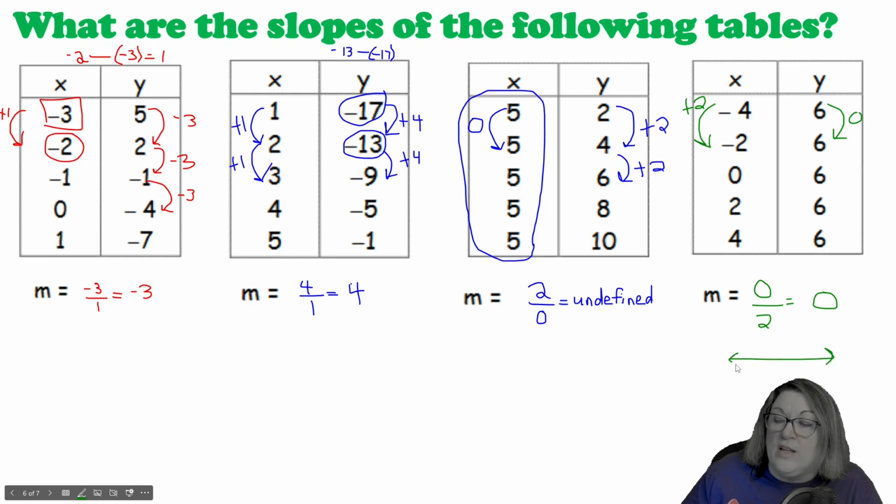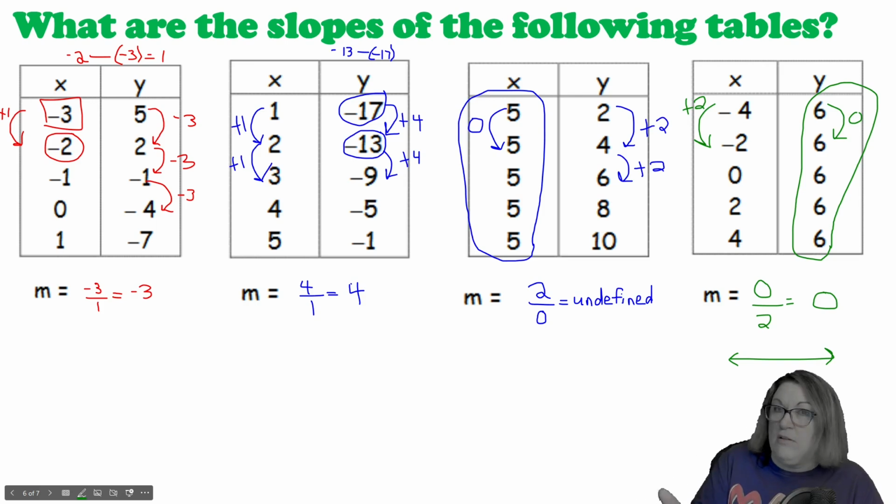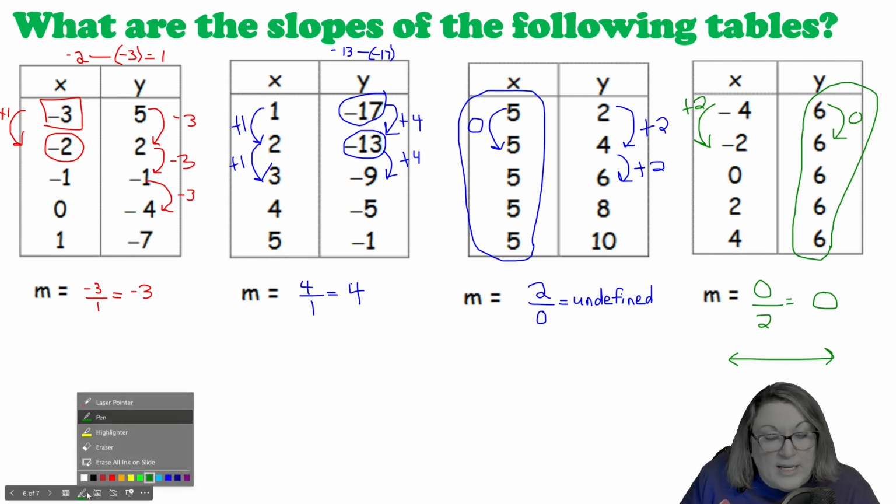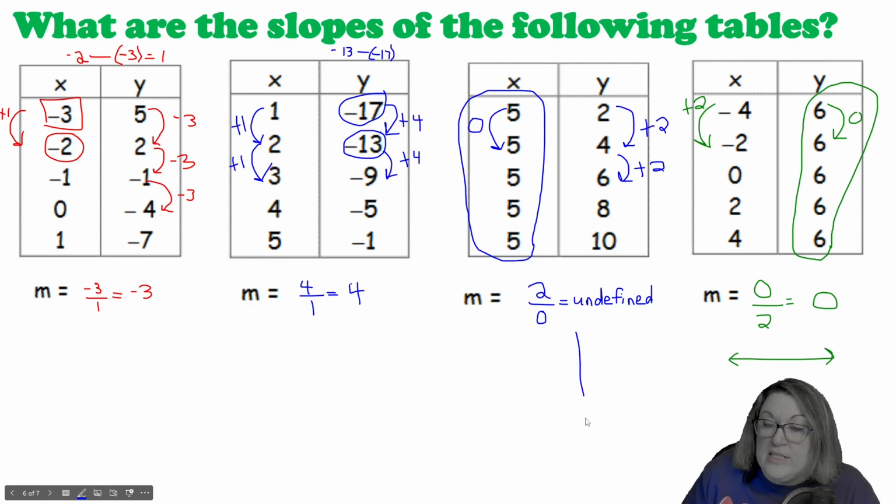And horizontal lines that have 0 slopes always have the same y values. If you notice, all of these y values are the same. So that's one easy way to recognize, hey, that's a horizontal line, slope is 0, if all the y values are the same. Vertical lines, let me go back to my vertical line again. I didn't draw one. This is the vertical line, right? So vertical lines have the same x values, and then horizontal lines have the same y values.